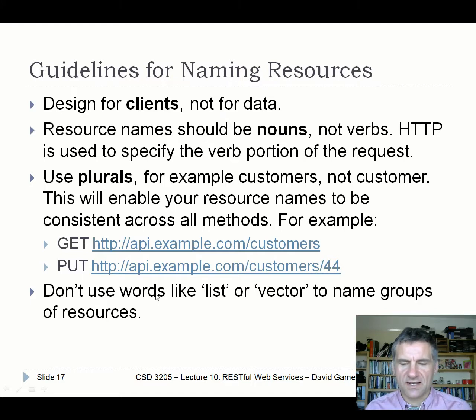There's no need to use words like list or vector to name groups of resources, because that's the layered constraint, right? That's an implementation detail we don't care about. We can just use customers, not customer list or something silly like that. We're accessing all of the customers, and this is where we're designing for clients, not for data. Behind the scenes, our resource could just be a vector sitting in memory on some server, but the client doesn't need to know that. They just know they're accessing all of the customers and they don't care how that's stored.